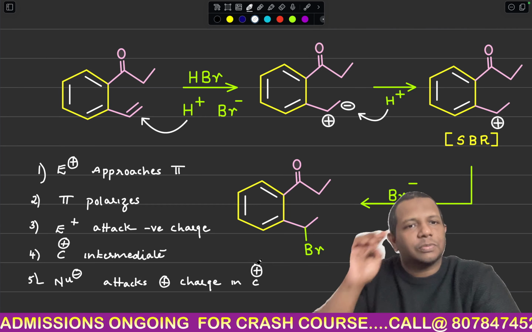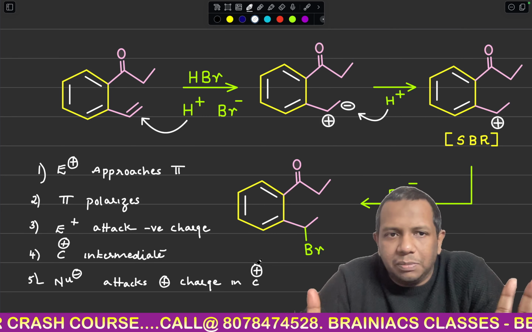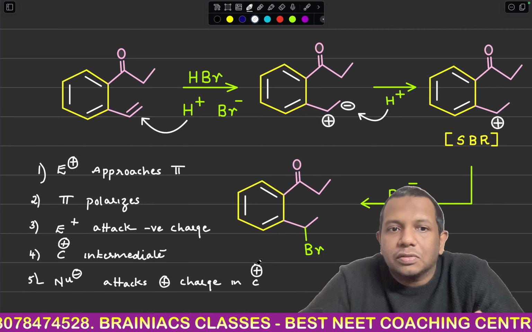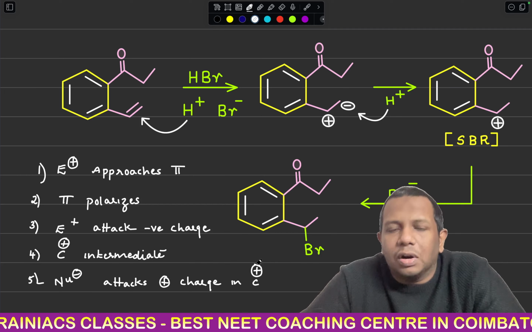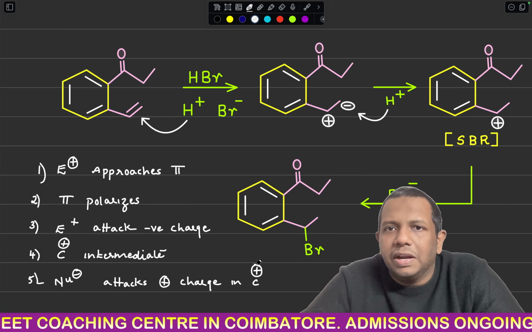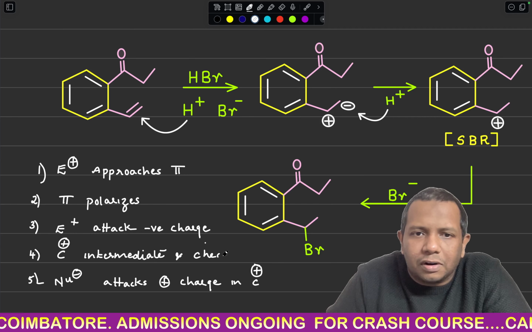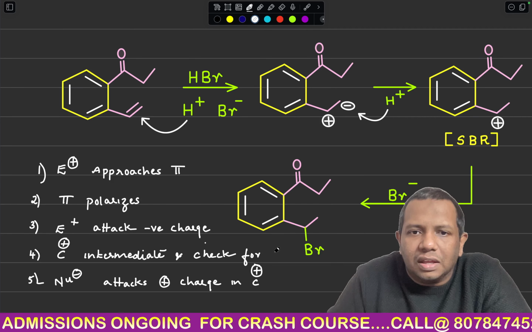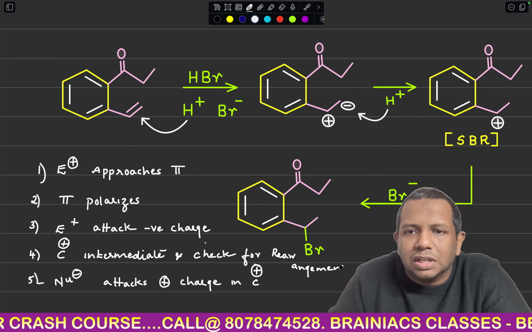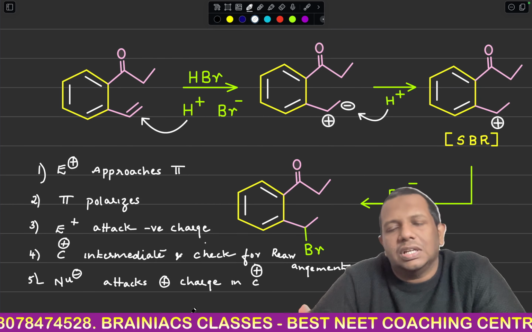So if you do these 5 steps, almost all questions you can do, nothing else, sir. First step, identify the electrophile, go near the pi bond, it polarizes. There you need to make a judicious decision about which direction it should polarize, based on the stability of the carbocation. Then what you need to do? Make the plus charge attack the negative charge. Then a carbocation intermediate will be formed. Check for rearrangement, because rearrangement can give you a more stable compound. Check for rearrangement, that is very important. Then the nucleophile attacks the positive charge in the carbocation.